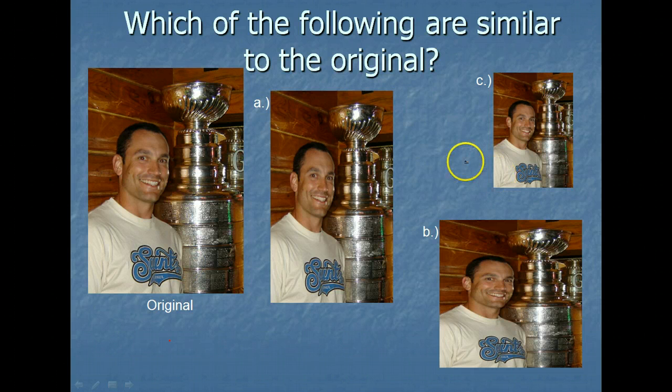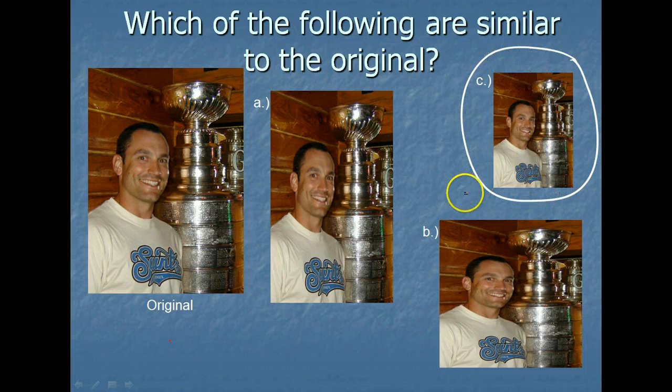So if I had to pick a shape that was similar to the original, I would pick C, because in C the picture has been kept in proportion. If we look at A and B, both of these look like the picture has been distorted. A looks like we've squished horizontally. B looks like we've squished vertically.